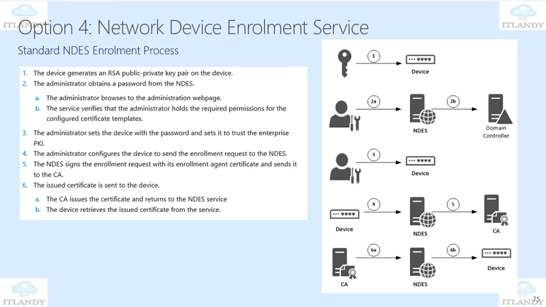We spoke earlier about using the network devices enrollment. What is the process basically for this one? The device generates an RSA public-private key pair on the device. The admin obtains a password from the NDES. The administrator browses to the web page, and the service verifies the information. The administrator sets the device with a password. The admin configures the device to send enrollment, and the issued certificate is sent to the device that's validated. So after the validation, the NDES sends the certificate to the device.